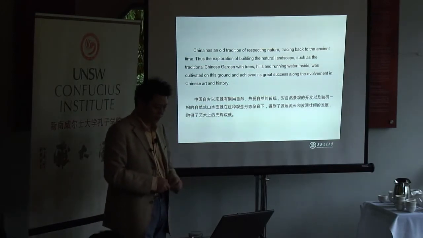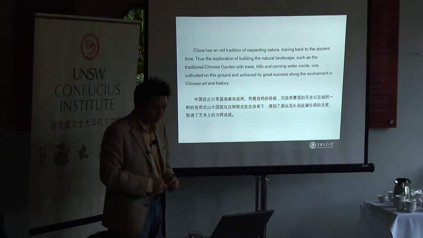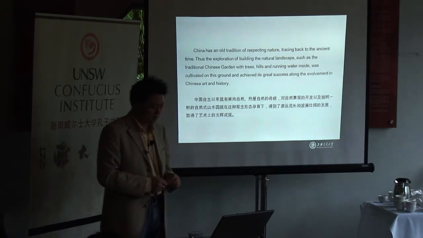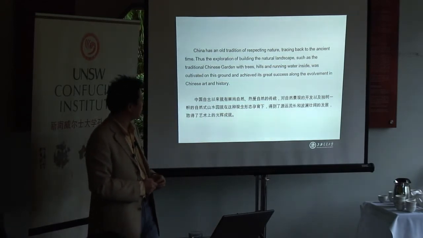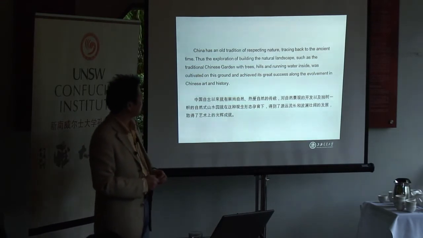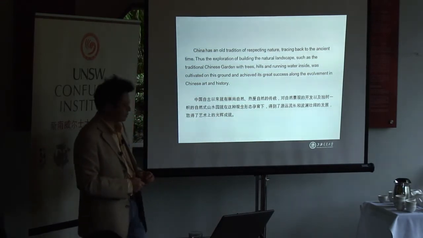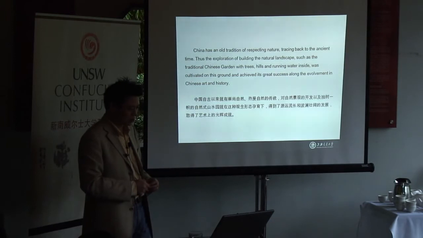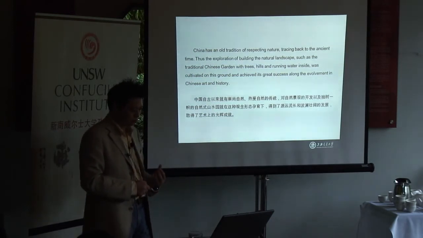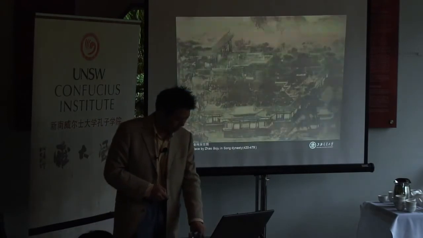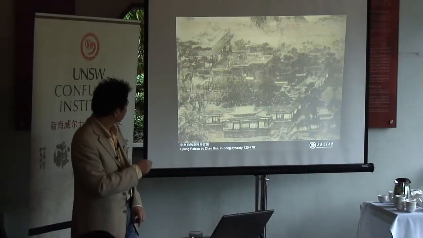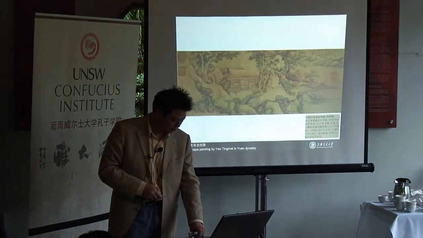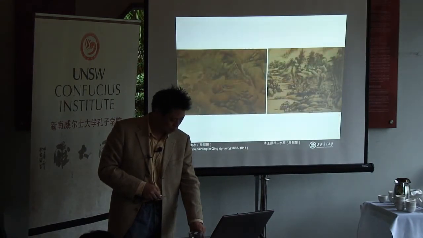China has an old tradition of respecting nature, tracing back to ancient times, thus the exploration of building natural landscapes, such as the traditional Chinese garden with trees, hills, and running water, was cultivated on this ground and achieved great success along the evolution of Chinese art and history. In the Song Dynasty, paintings also described gardens. In the Yuan and Qing Dynasties, the paintings too.